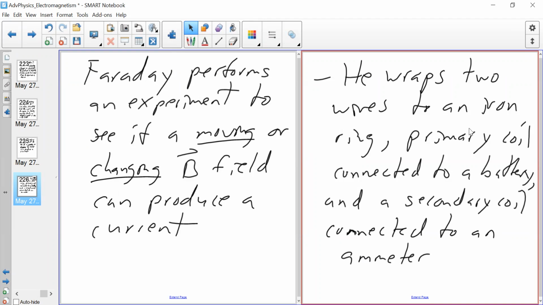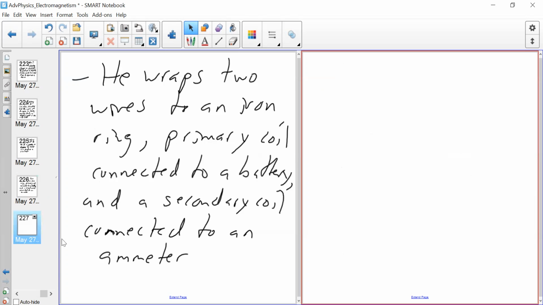If I move a field through one of these wires, can I get a current? Current first, then we're going to see moving magnetic field creates a current. So the question becomes, why do this?